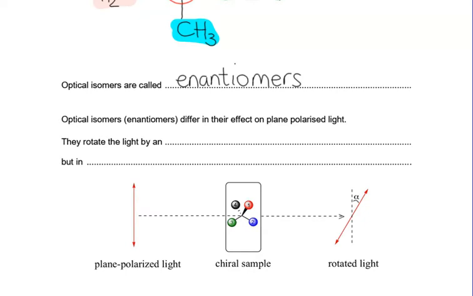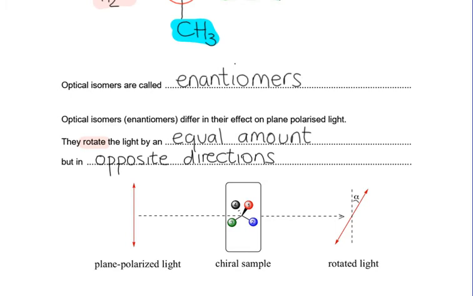So your sunglasses may do this for you. You may have done this with a physics experiment at school where you make the light just travel through a slit in one direction. Optical isomers will be able to rotate, and it's important that you use that word, rotate, the light by an equal amount as each other. So one of the optical isomers will rotate it perhaps 30 degrees anti-clockwise, but the other one will rotate it 30 degrees in the opposite direction. So they rotate light by an equal amount but in opposite directions, and that is how we can tell them apart.